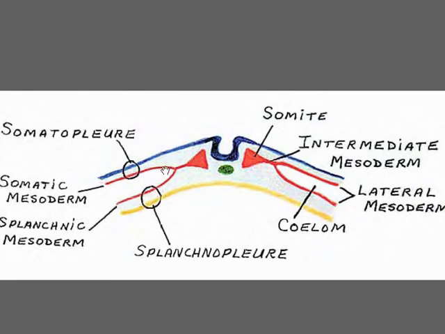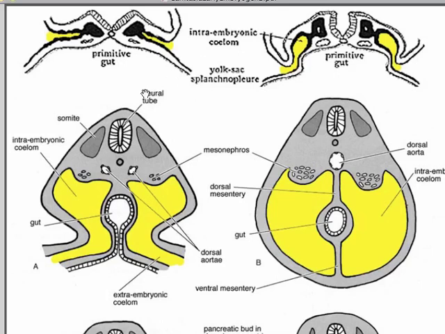This is a crude drawing of an early embryo when it's still flat, and you can see that as these lateral body folds come around and meet at the ventral midline, the splanchnopleure, composed of splanchnic mesoderm and endoderm, is going to form the gut wall. The somatopleure, composed of somatic mesoderm and ectoderm, is going to form the body wall, and they're going to be separated by a coelom. Here we see some images with the coelom colored yellow.